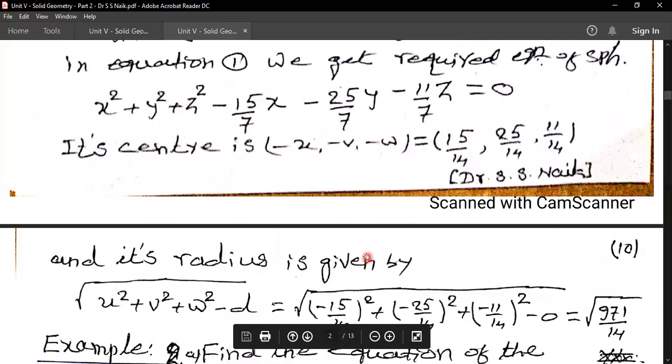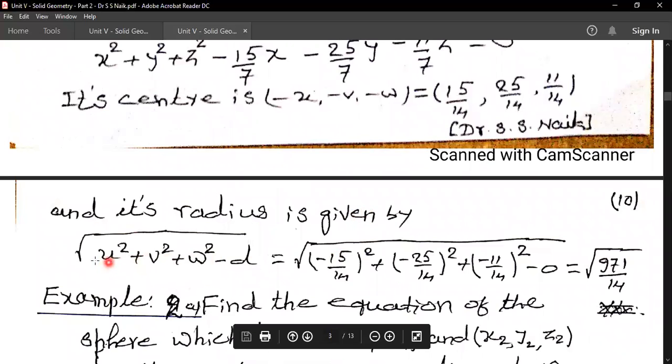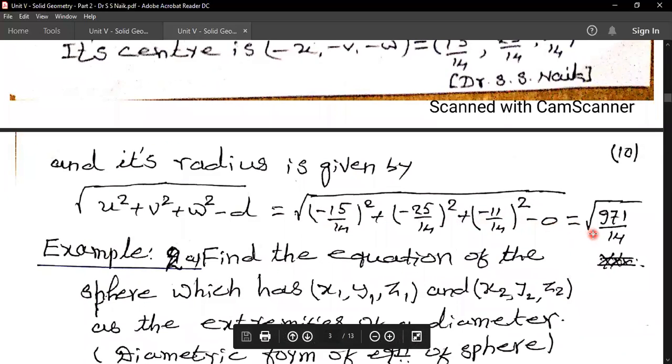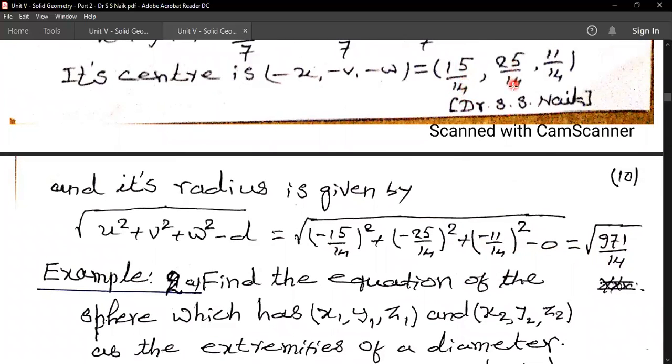And its radius is given by, you'll have to go back to the formula, square root of u square plus v square plus w square minus d. That is the square of this value, square of this value, square of this value. With d equal to 0, it becomes square root of 971 divided by 14. This becomes the equation of a sphere which passes through the 4 points, with the center at the point 15 by 14, 25 by 14, 11 by 14, and the radius is square root of 971 upon 14.